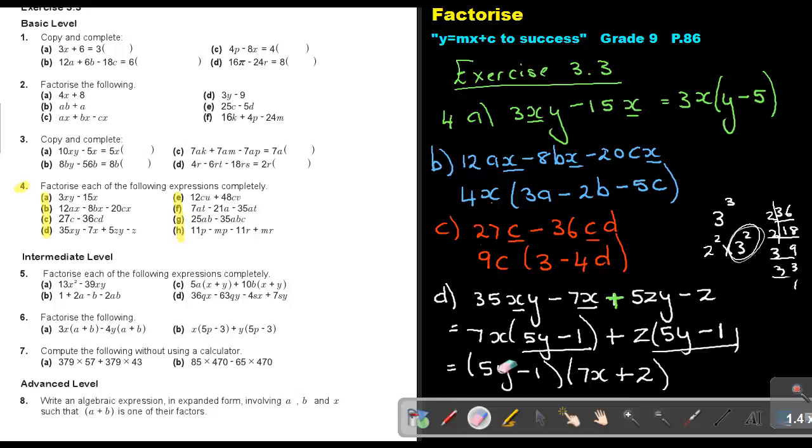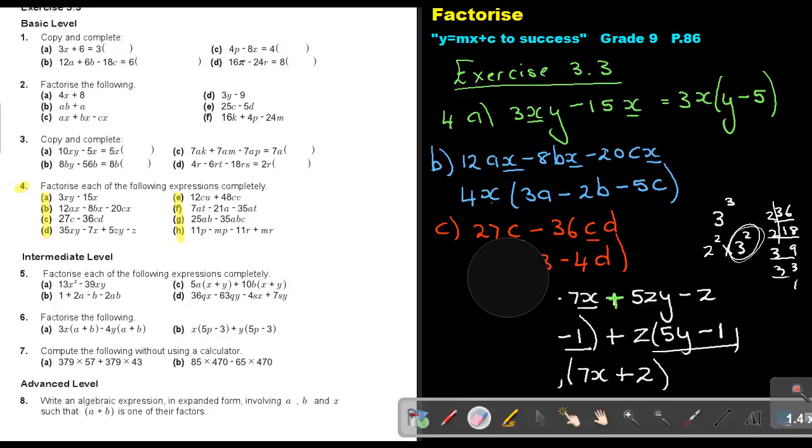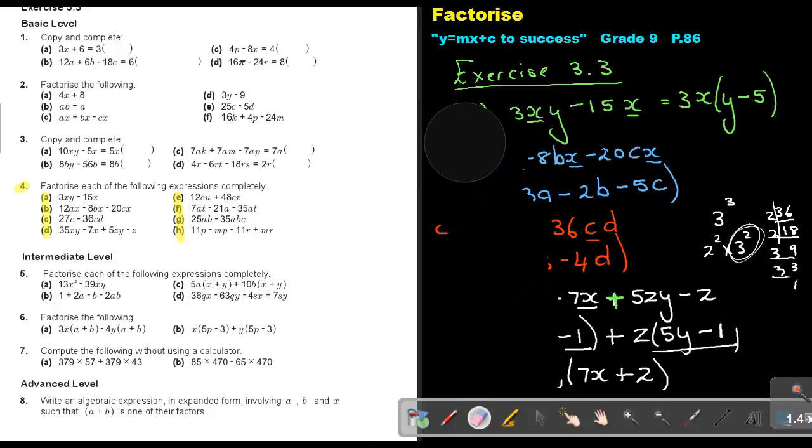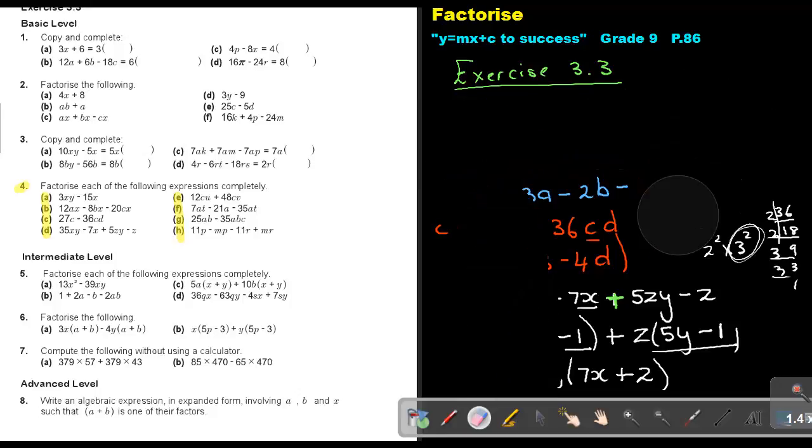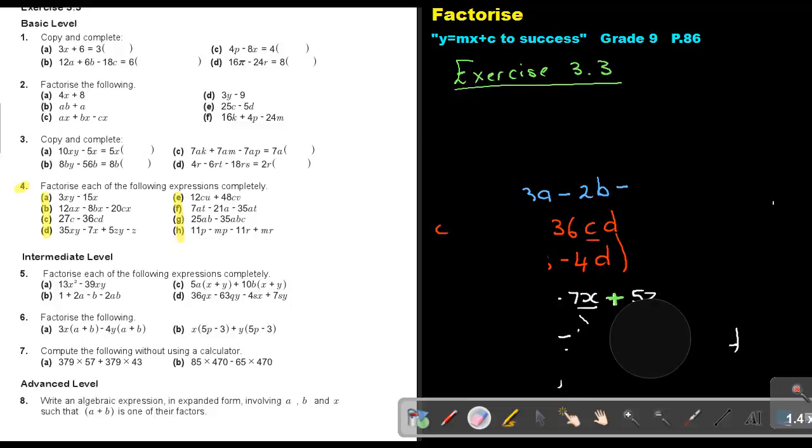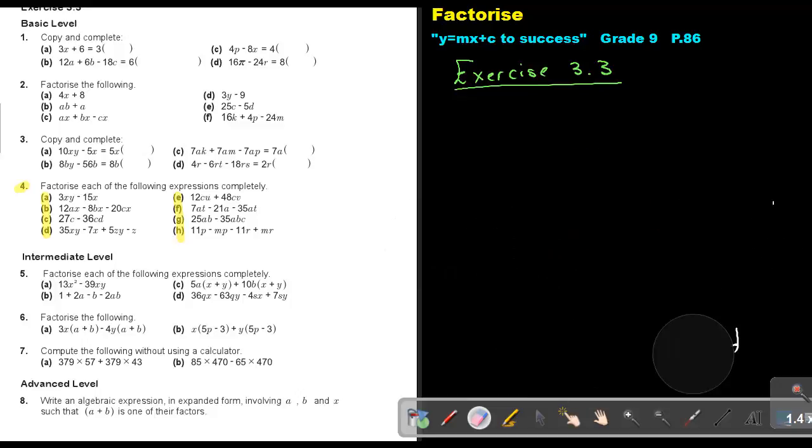Okay, let's just make space for the new ones. So that was grouping. The rest was just a common factor. Okay, now I start with number E.